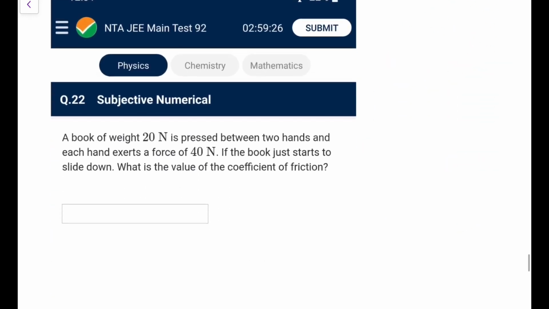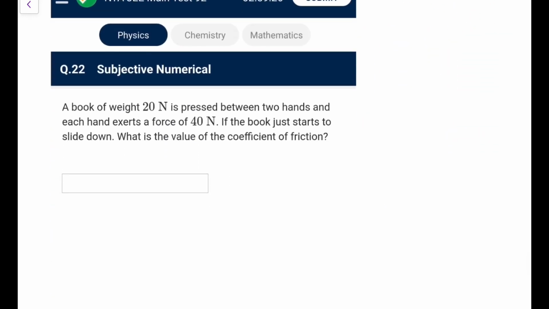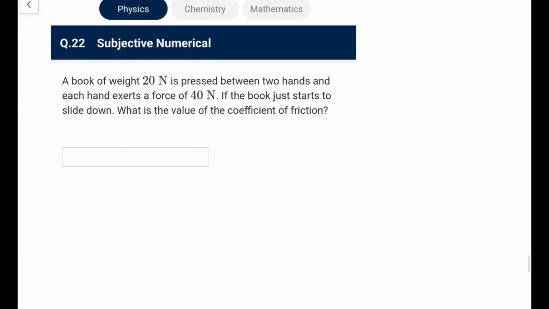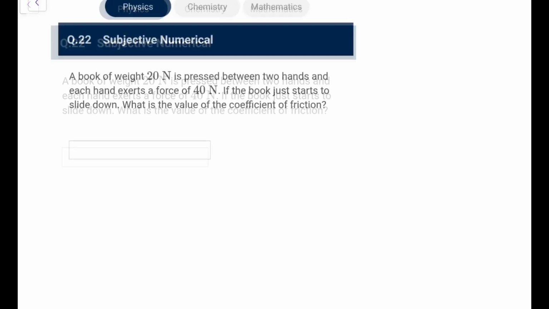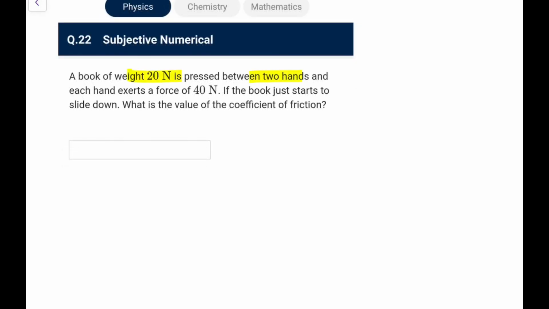Next, also 50% increase you can say. A book of weight 20 Newton is pressed between two hands and each hand exerts a force of 40. If the book just starts to slide down, what is the value of coefficient of friction? So let's say this is the book, you are putting it with these forces F and F, so this basically generates a normal, because if you push it, it will push you back, so that normal will be that F, so N is generated as 40, and this mg tries to take it down.